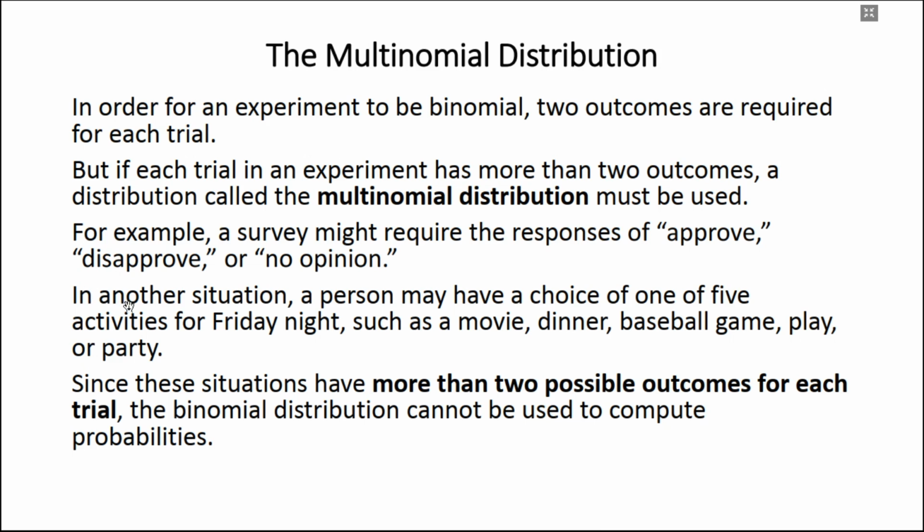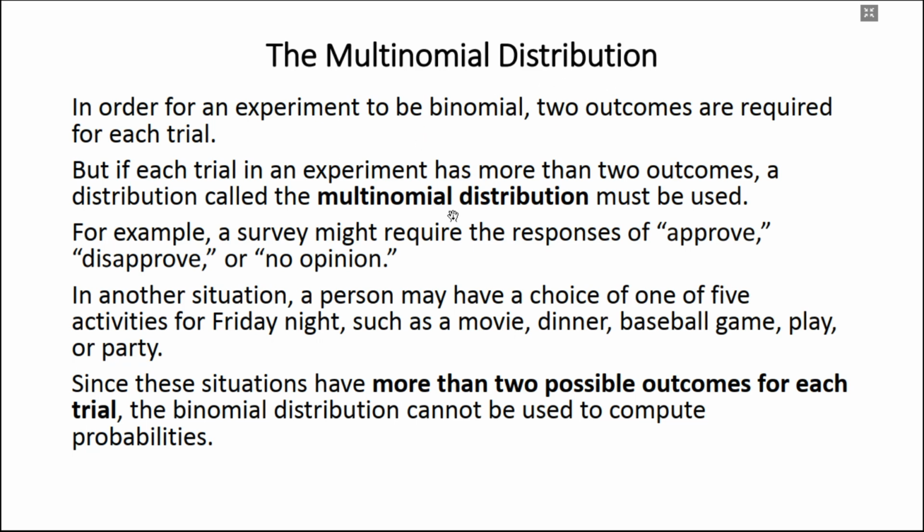And secondly, in another situation, a person may have a choice of one of five activities for Friday night, such as movie, dinner, basketball game, play, or party. So here we have five choices that the person can choose from, and we cannot use binomial distribution to solve this either.